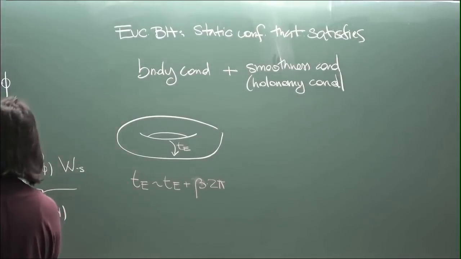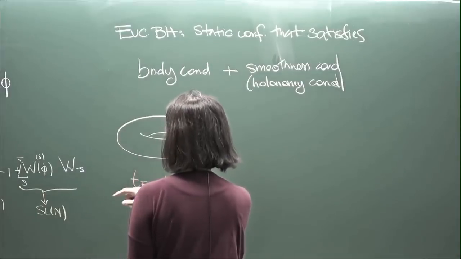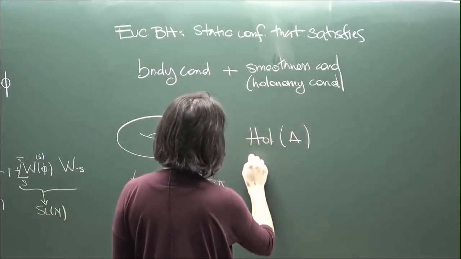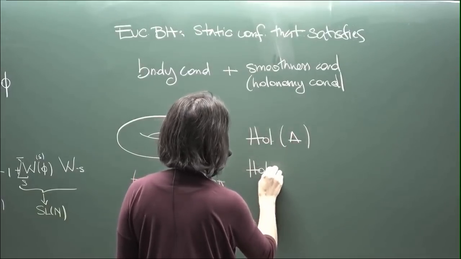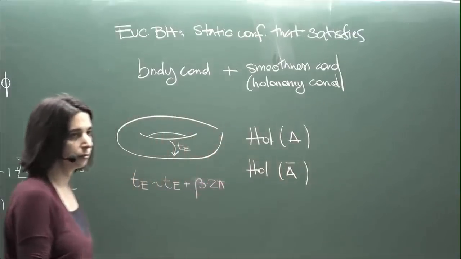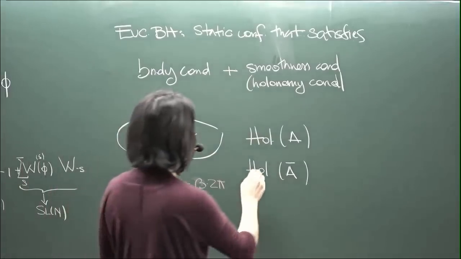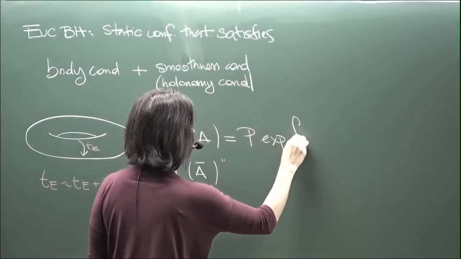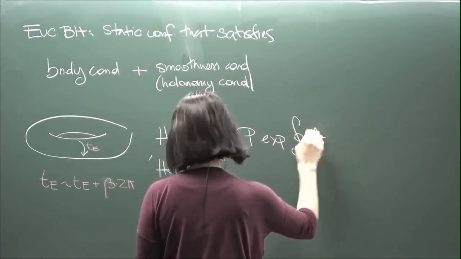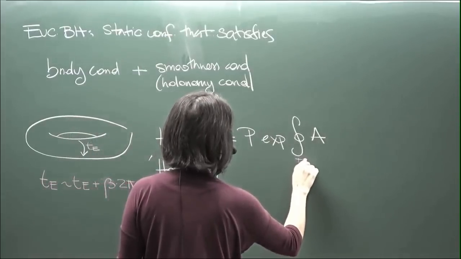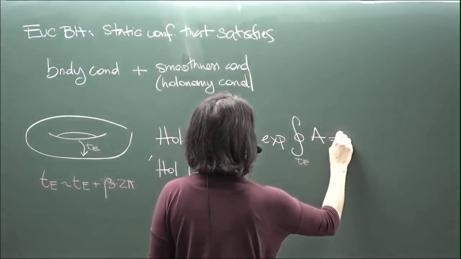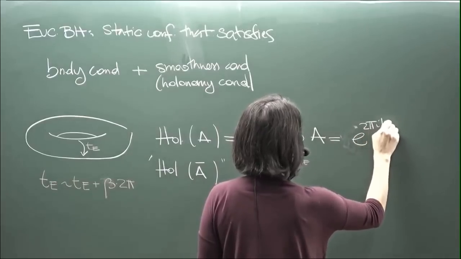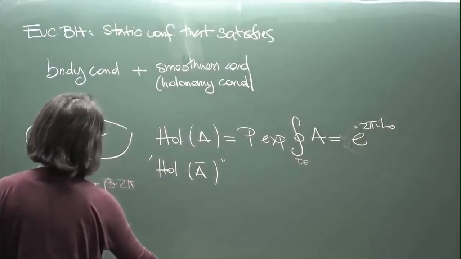And we impose an extra condition on these connections, and it's that the holonomy of A, and also repeat everything for A bar as well. I'm just not writing it explicitly, but you do everything for A and A bar. The path ordered exponential of this connection along this thermal cycle should exponentiate to the center of the group.